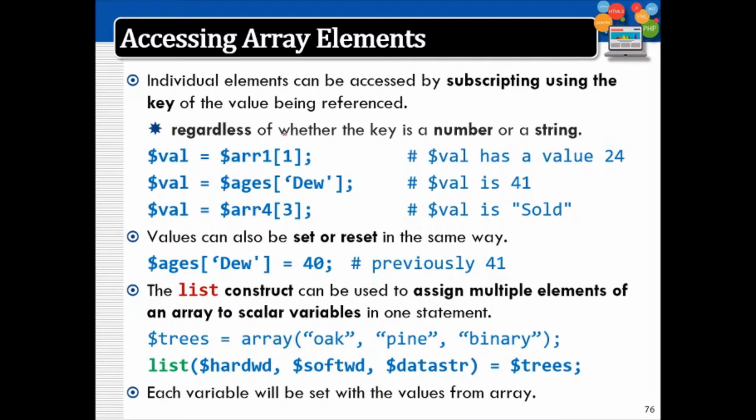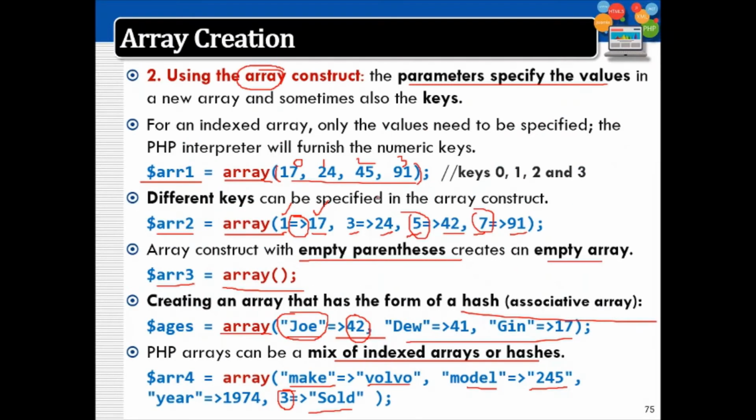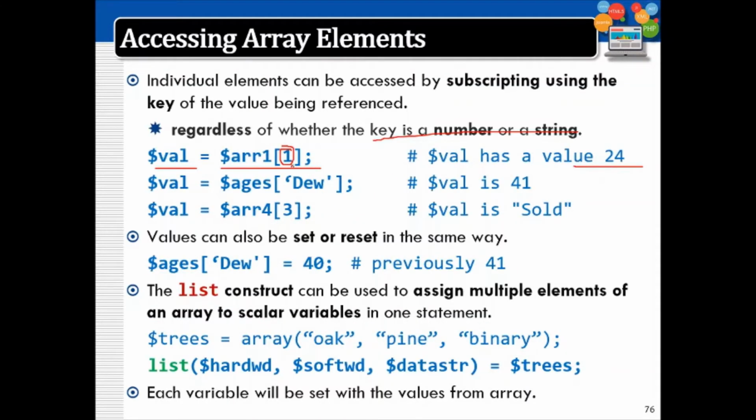Accessing arrays is similar to what we use in C, just using the array index value regardless of whether the key is a number or a hash. So $value equal to $array of array1 1. So this is the index value. We have already stored values at 0, 1, etc. So this will give the value 24 as output.